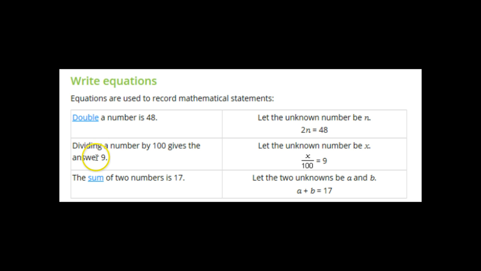In this one here, we've been asked: dividing a number by 100 gives the answer of 9. This time we're going to let the unknown be x. You can let it be any letter you like. And we're going to divide that number by 100. Now this line here means the same as divide by. So x divided by 100 equals 9. The last one here, the sum of two numbers is 17. Now here we have two unknowns. We have two numbers we don't know, so let's label them a and b. So a plus b equals 17.